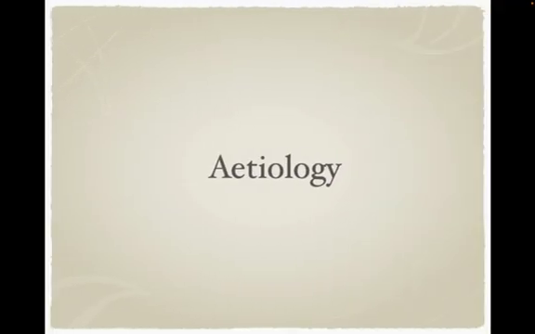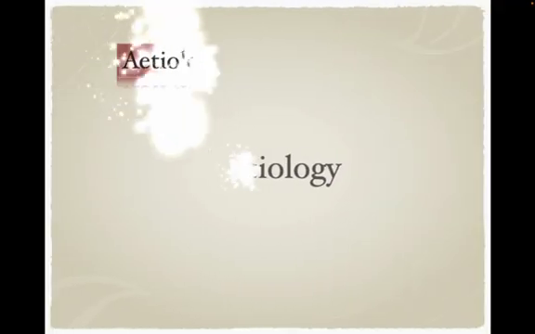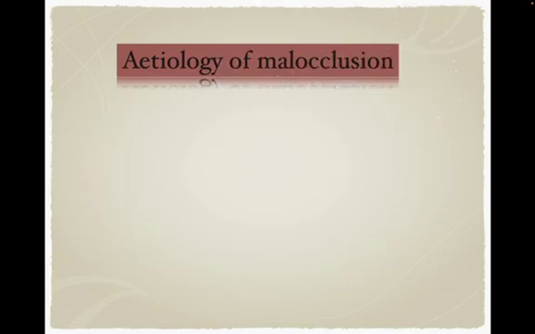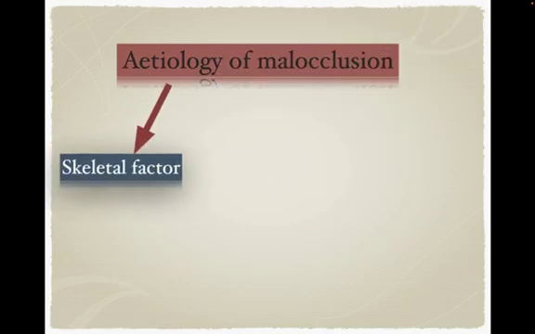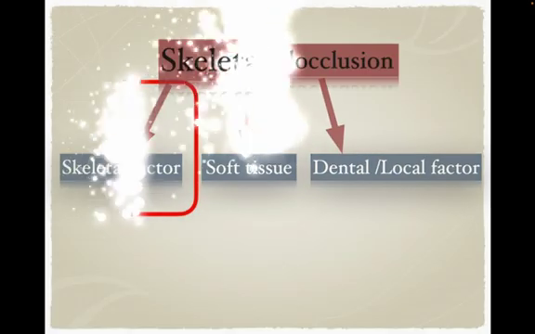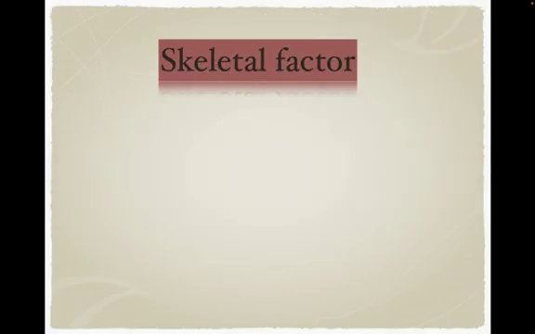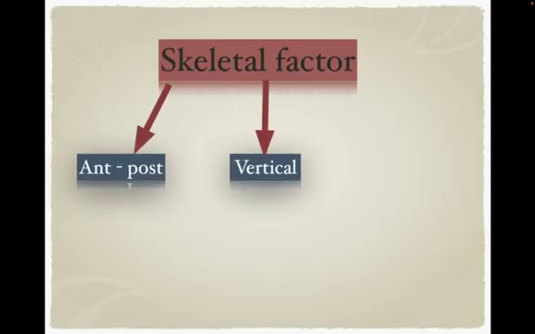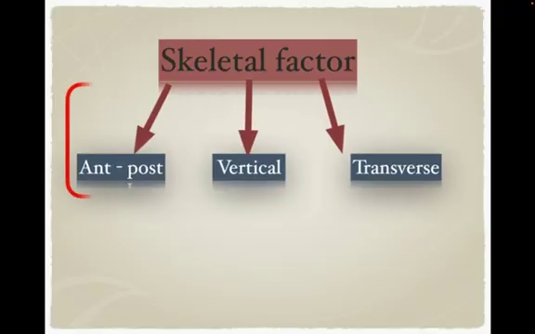So what are the etiology and features of the class 2 division 2 malocclusion? We're going to start as usual when we discuss etiology, talk about skeletal, soft tissue, and dental factors, starting with the skeletal. And again, when we do the skeletal factors, we always consider them in anterior-posterior, vertical, and transverse dimensions.